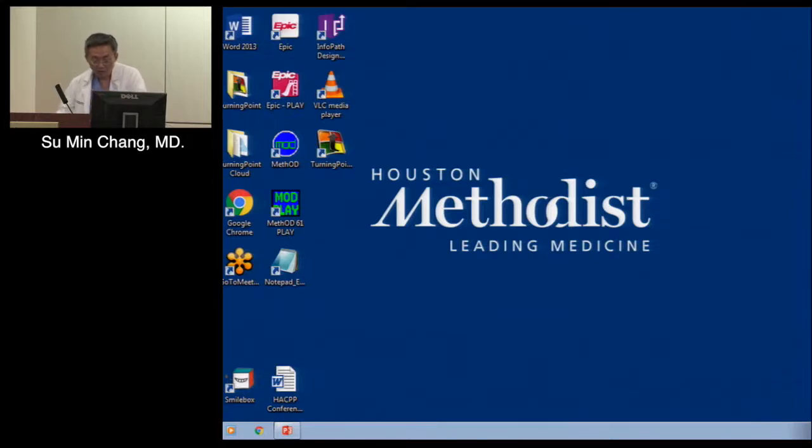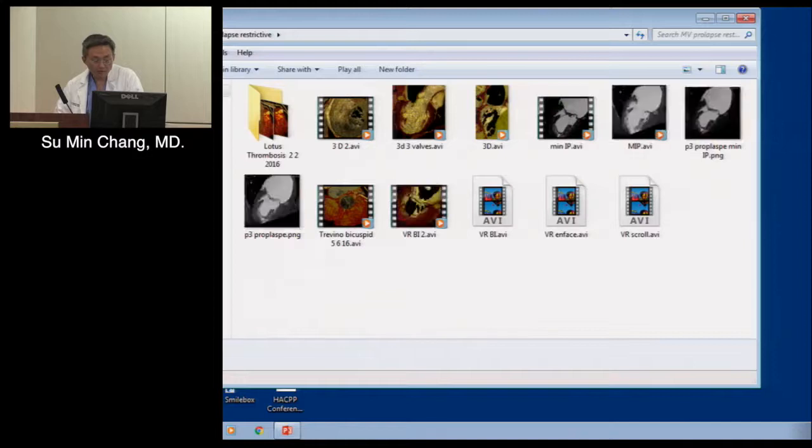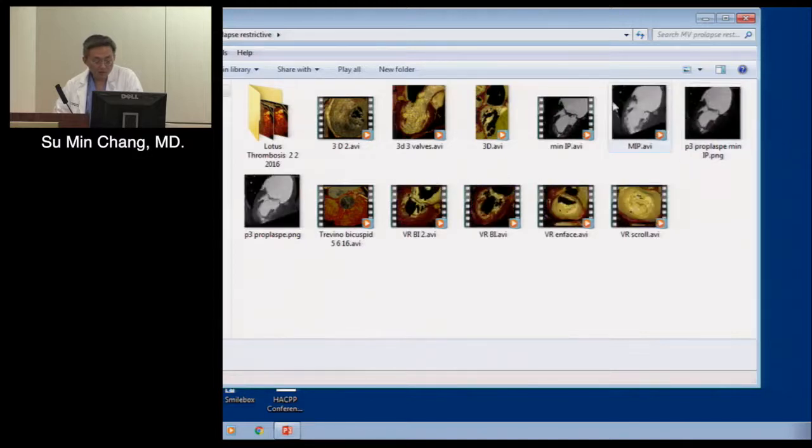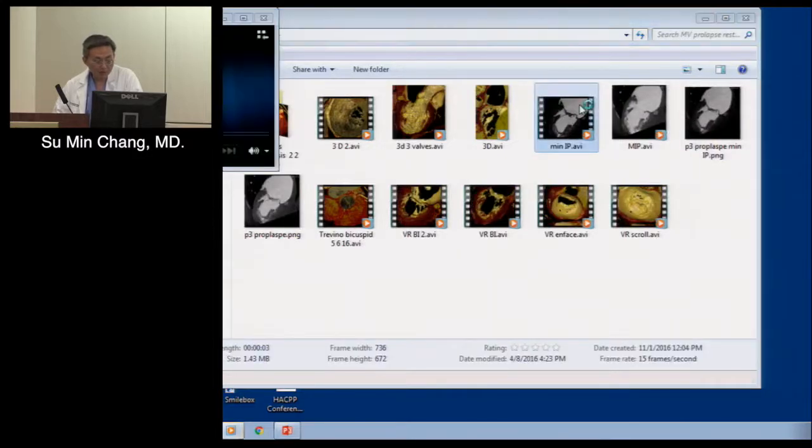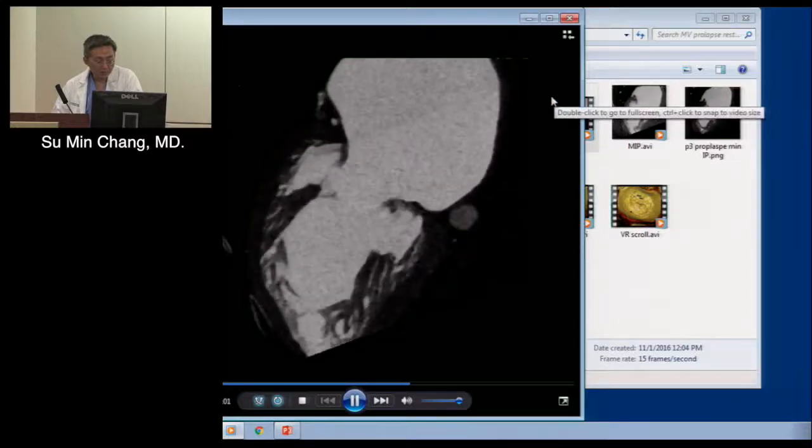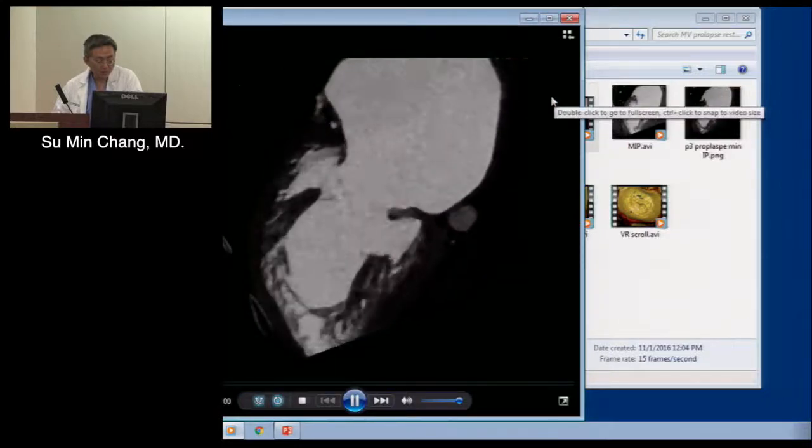I'll give you some examples. I apologize, I haven't opened this file. So this is a patient with mitral valve prolapse. Okay, so this is a display.